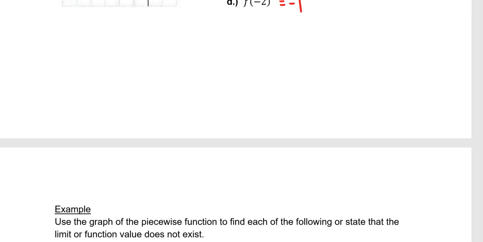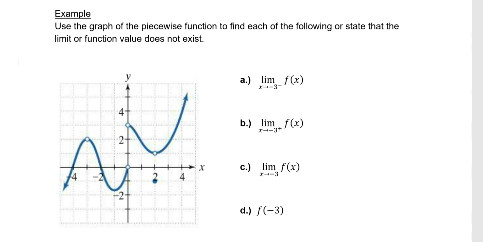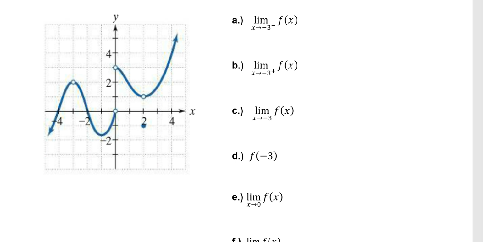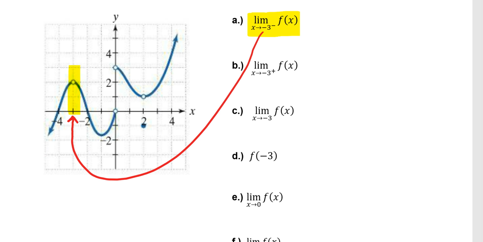All right, let's see one more question here. Let's use this graph to answer all of these questions. So the first one, we want to do the limit as x approaches -3 from the left. So find -3. -3 is right here. Find what's going on with the curve when x is -3. So there's this hole. There's no filled in circle. There's just this hole. So as we approach -3 from the left side, it's approaching this hole, which is a y value of 2.